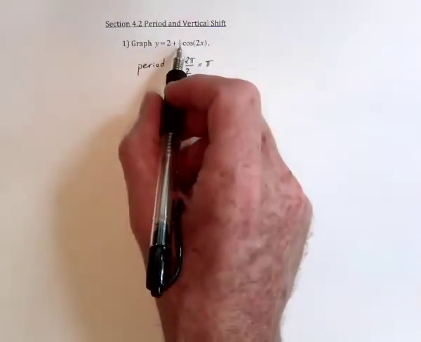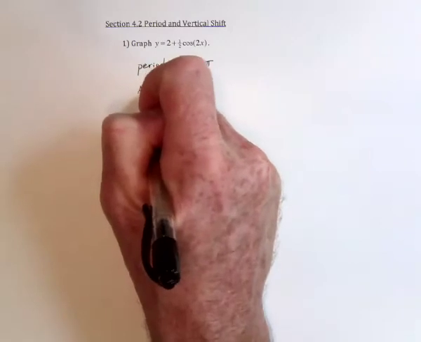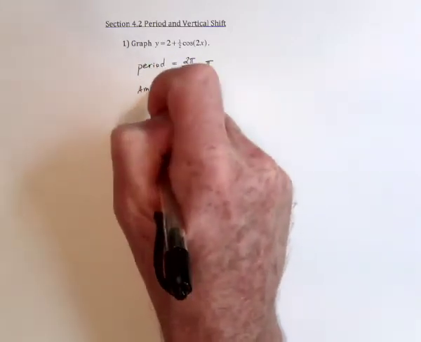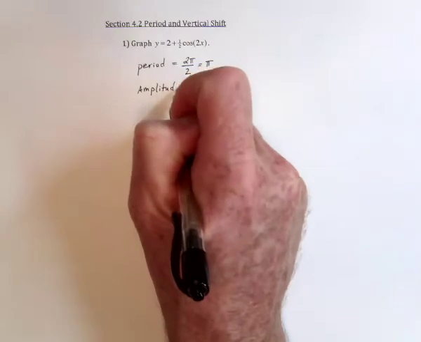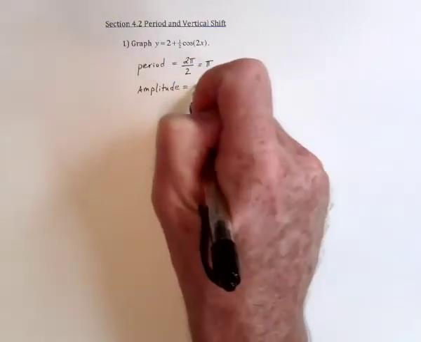Like I said, the number sitting out in front is the amplitude. If it happens to be negative, then take the absolute value, because amplitude is telling you how tall the function is, so we don't use the negative in case there was one.